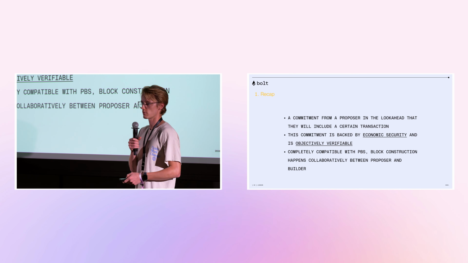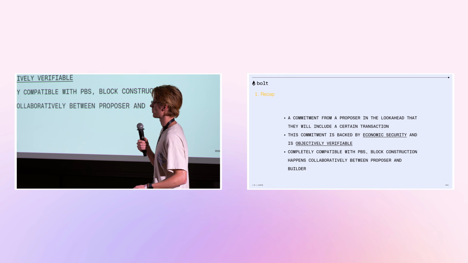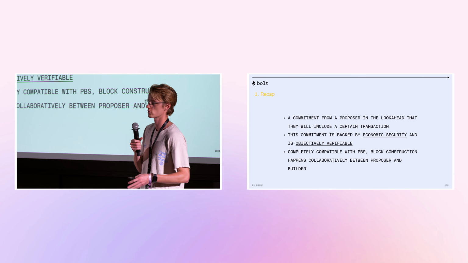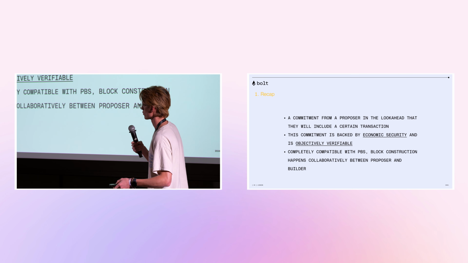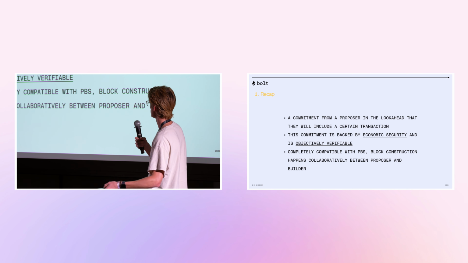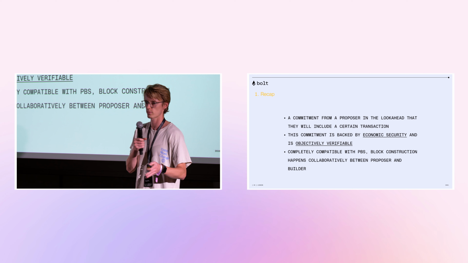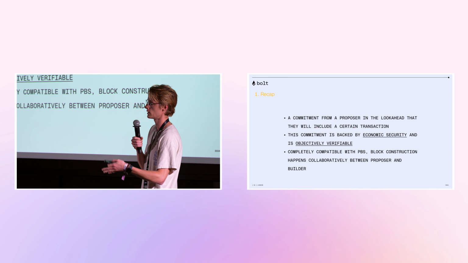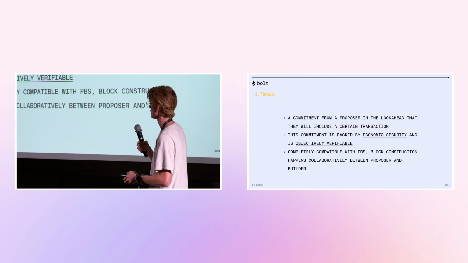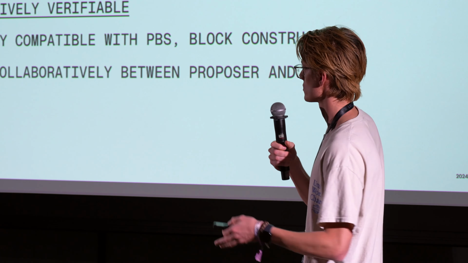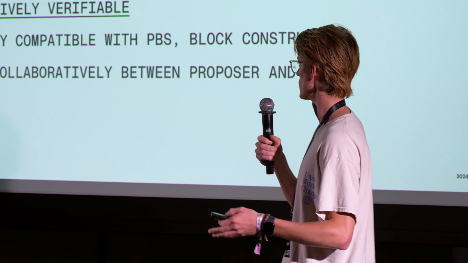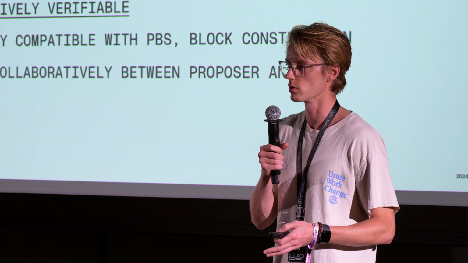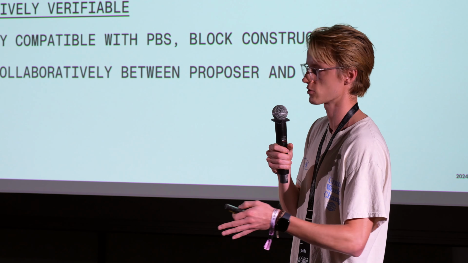So what is an inclusion preconfirmation? In essence, it's a commitment from a proposer in the look-ahead, anywhere between 32 and 64 slots ahead, that they will include a certain transaction in their slot. The commitment is made credible by economic security and is objectively verifiable. This is something that we take very seriously. We want everything to be objectively verifiable because of the economic security and the potential slashing involved if anything is breached. Also important to note is that inclusion preconfirmations are completely compatible with PBS. So block construction sort of happens collaboratively between the proposer and the builder. You can think of this similar to same slot inclusion lists.